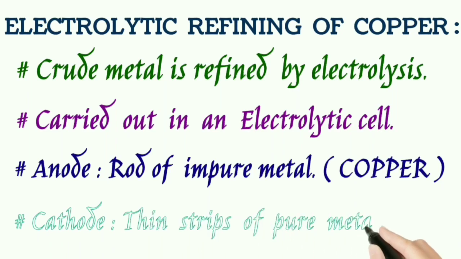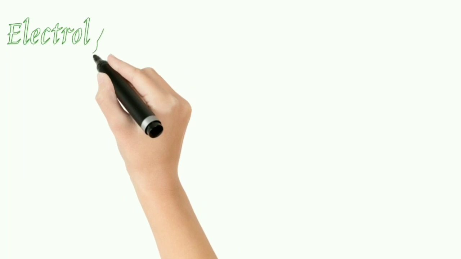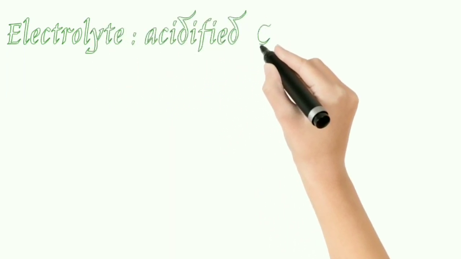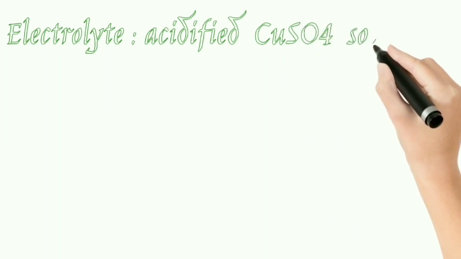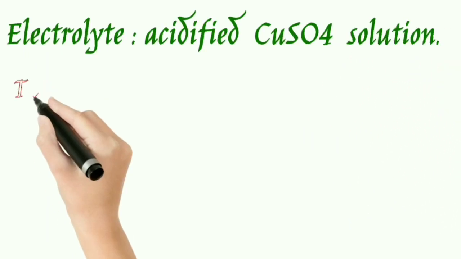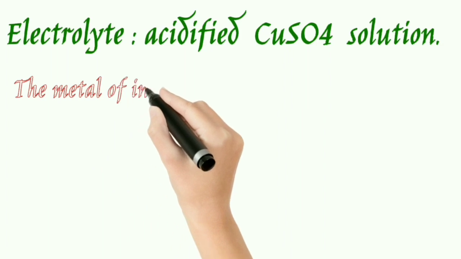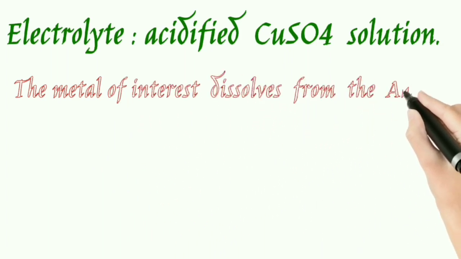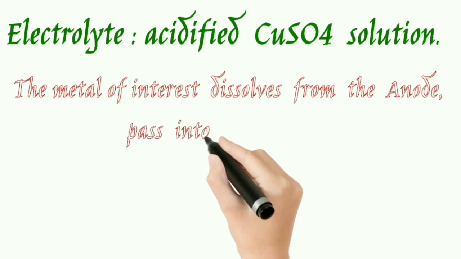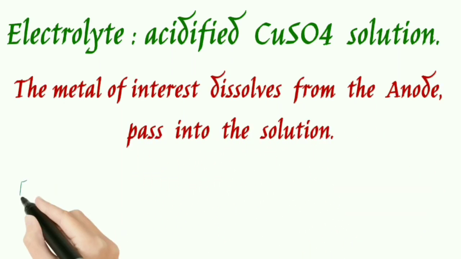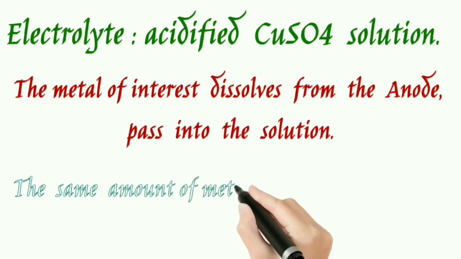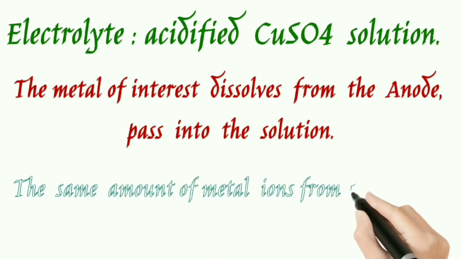It contains anode. Anode is a rod of impure metal. If you see, copper means impure copper. Cathode is a thin strip of pure metal, that is cathode. Which electrolyte are we using here? The electrolyte used here is acidified copper sulfate solution. Okay, so three things are needed: anode, cathode, and the electrolyte. Now the metal of interest, that is the metal of which you are going to get a pure form, dissolves from the anode and passes into the solution.